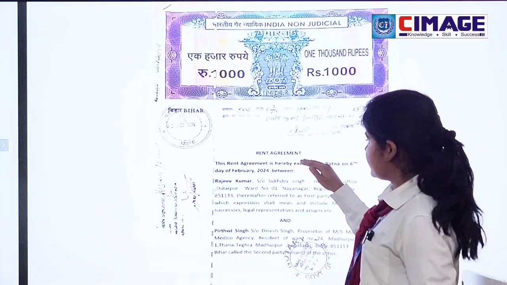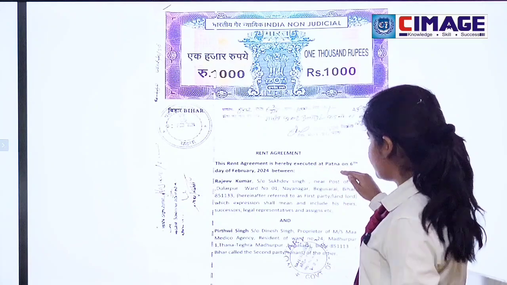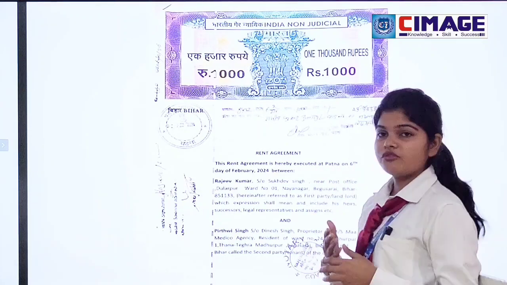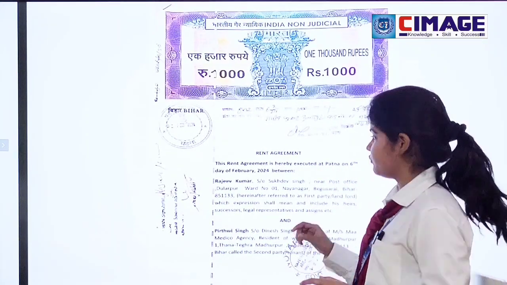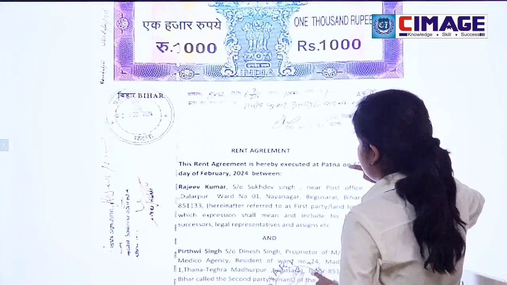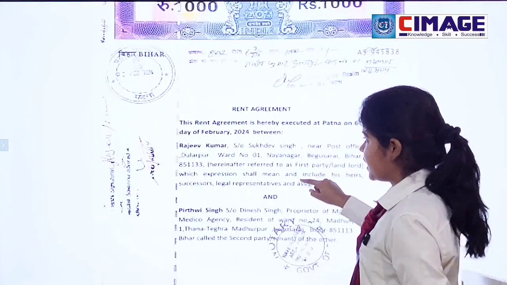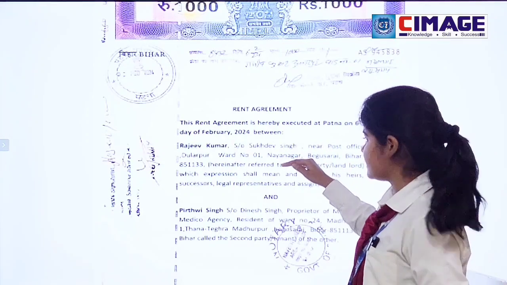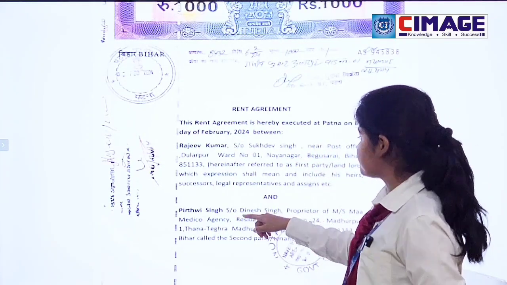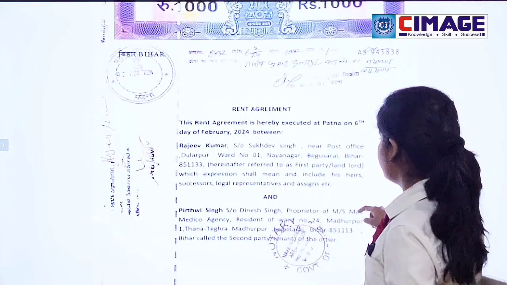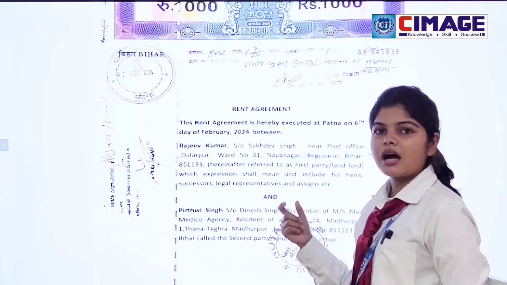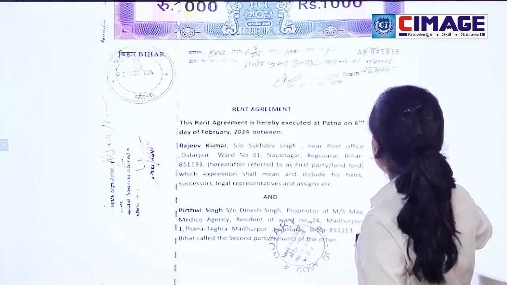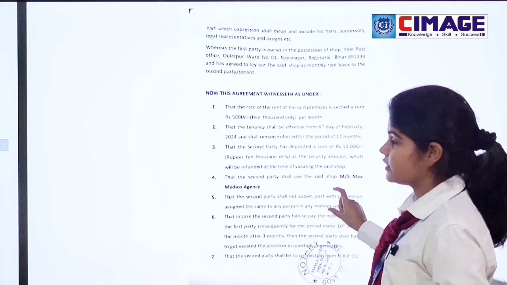First, the rent agreement is hereby executed at Patna on the 6th day of February 2024 between both the parties, whose names are mentioned. The landlord is Rajiv Kumar, son of Sukhdev Singh, and his proper address is given here, and the tenant is Prithvi Singh, son of Dinesh Singh, proprietor of Ma Medico Agency. Next, this is the second paper of the rent agreement.